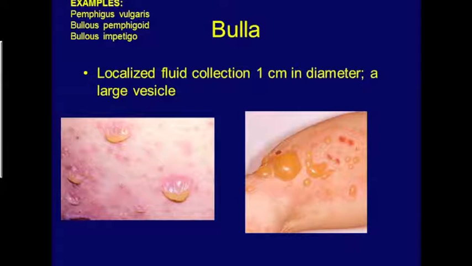So bullae are localized fluid collections, usually larger than 1 centimeter, and really a form of large vesicle. They can be flaccid, like you have on the left-hand side, or they can be tense, like you have on the right-hand side. So the left will be flaccid and the right will be tense blisters, and obviously the left-hand side will be pemphigus, whereas probably the right-hand side is bullous pemphigoid.